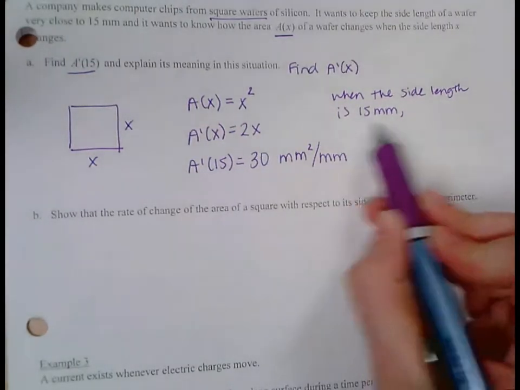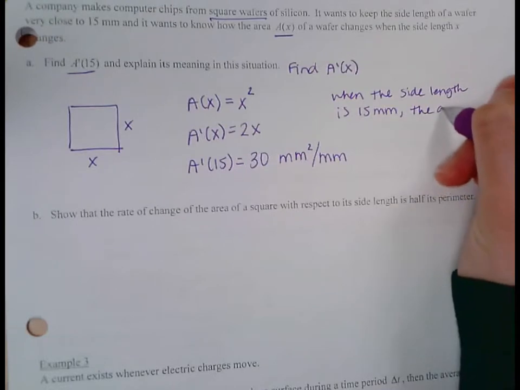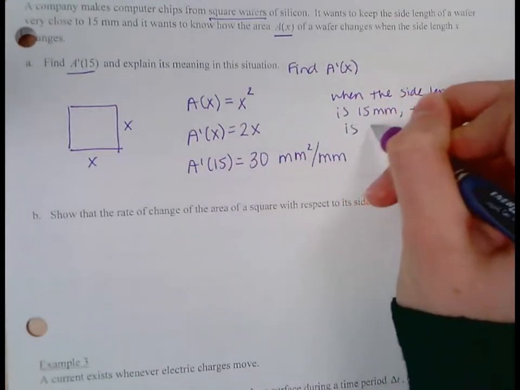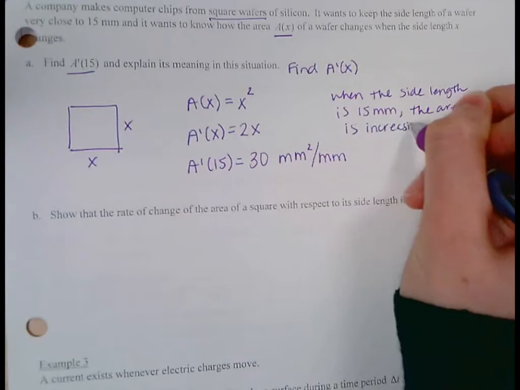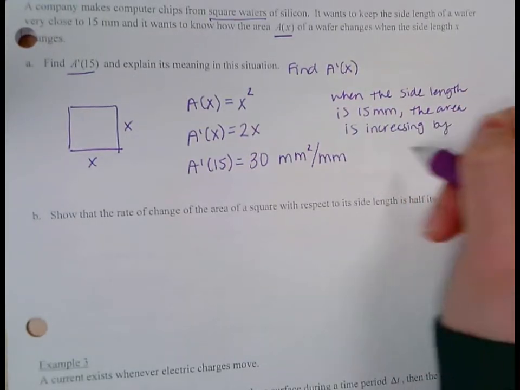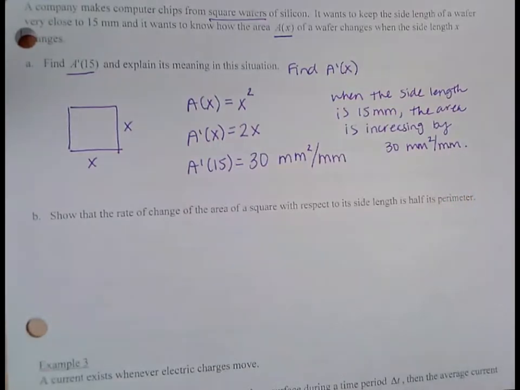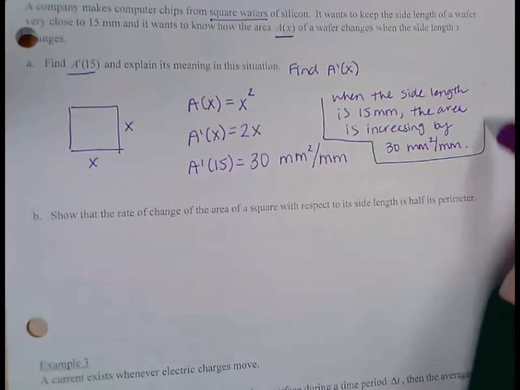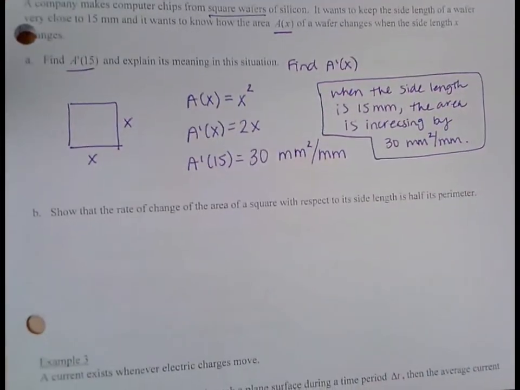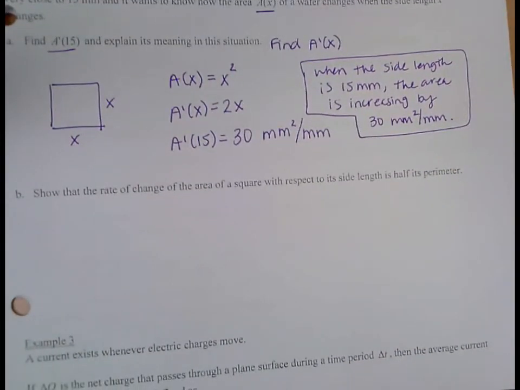So when the side length is 15 millimeters, the area is increasing by 30 millimeters squared per millimeter. So at that side length, that is showing the increase in the area, or the rate that it's increasing by. Questions on that?